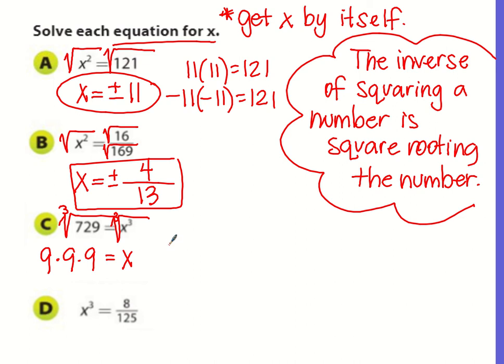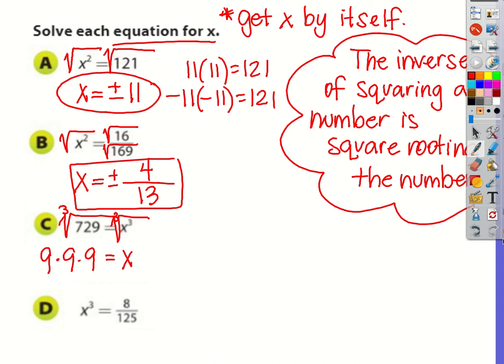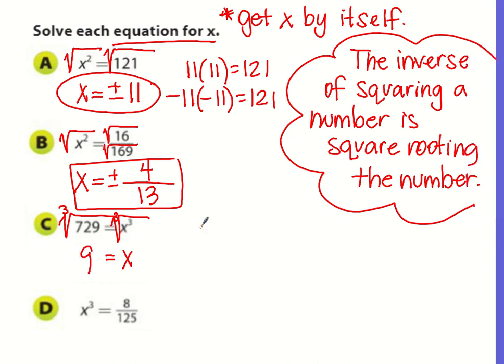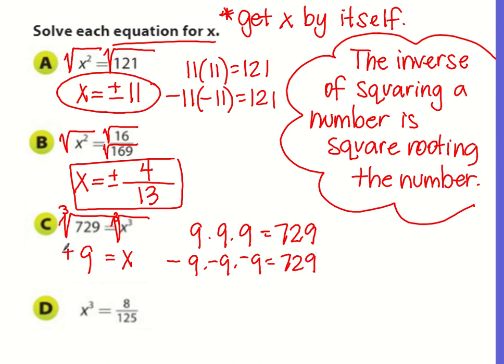I actually shouldn't write it that way. Because if you're cube rooting x, x is equal to 9. Let me write it over here. 9 times 9 times 9 gets you 729. And negative 9 times negative 9 times negative 9 also gets you 729. So your answer is positive or negative 9.